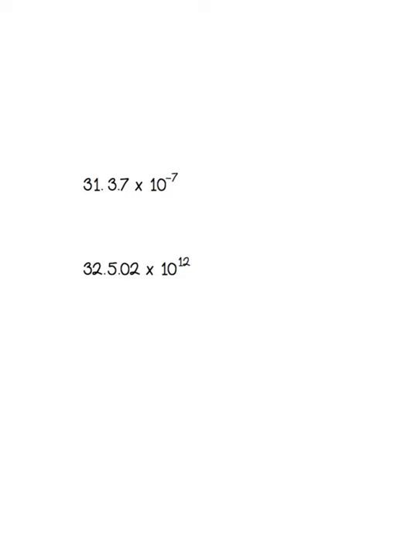For problem 31, because it is 3.7 times 10 to the negative 7th, when it's a negative exponent, you move the decimal place to the left. So you'll move it 7 places to the left. And for 32, you'll move it 12 places to the right because it's a positive exponent.